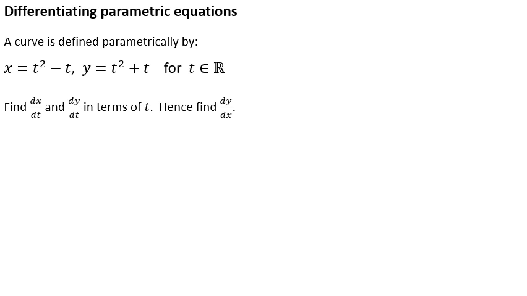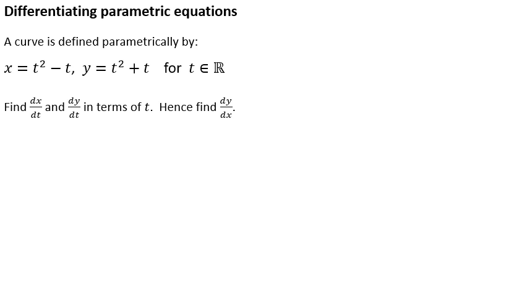Here's a parametrically defined curve. I've mentioned this one in a previous video. x equals t squared minus t, y equals t squared plus t, and t can be any real number. So we can get a rough sense of what this is doing by thinking about what happens when t is very large negative and what happens when t is very large positive. And we can think about what happens when t is 0, for instance. t is 0 is a nice one to start with.